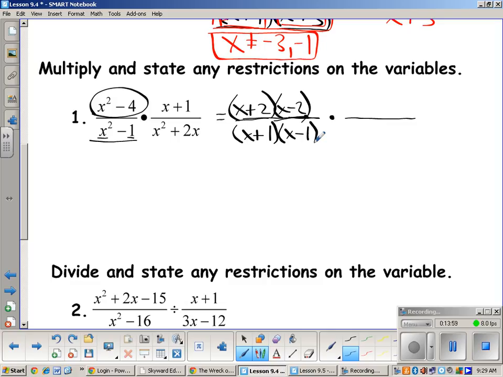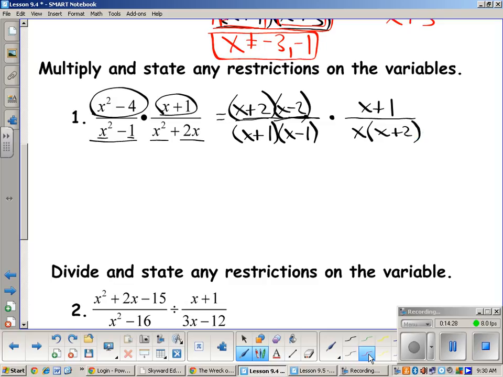And then on the top, on the other side, x plus 1, nothing in common there, is there? So nothing factors out of that. That's already factored. What's in common in these two? An x. So if I factor that x out, what's left? X plus 2. Okay? So there's our factors.